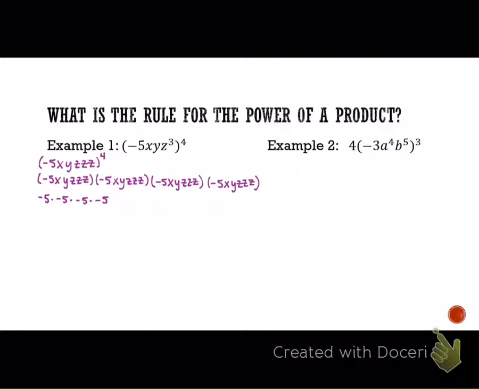So how many x's do I have total? We can count out our x's. 4, so that's x to the 4th. How many y's do I have? Good, I have 4 if I count them. Then how many z's? Good. So what is negative 5 times negative 5 times negative 5 times negative 5? I know it's 25 times 25. Is it 625? So 625, x to the 4th, y to the 4th, z to the 12th.